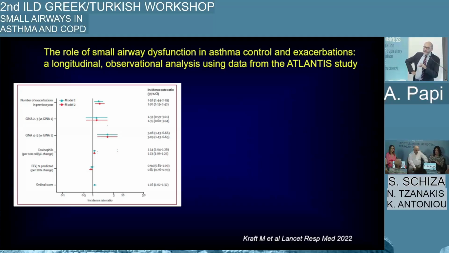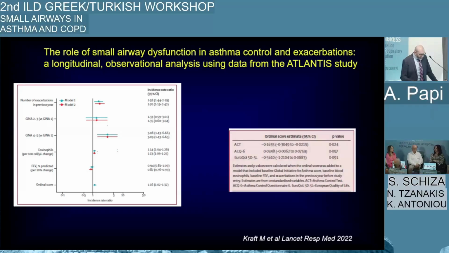Actually, the lower the FEV1, the greater the risk of exacerbation. However, if we look at model 2, the same FEV1 in blue, when we add the ordinal score related to small airways, FEV1 is no longer significantly indicating a risk of exacerbation, which means that when small airways are included, they overcome the importance of large airways in predicting the risk of exacerbation.